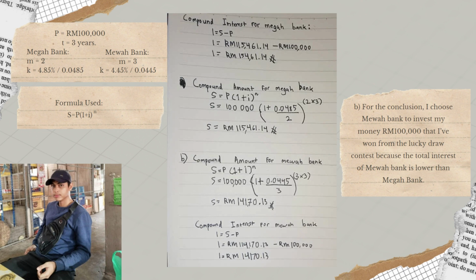So, next question is B. Which bank should you choose to invest in based on your answer in question A? The answer based on question A is, for the conclusion, I choose Mewah Bank to invest my money, RM 100,000 that I've won from a lucky draw contest, because the total interest of Mewah Bank is lower than Megah Bank.